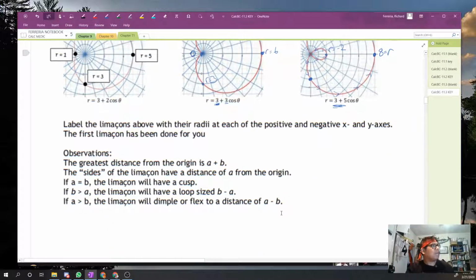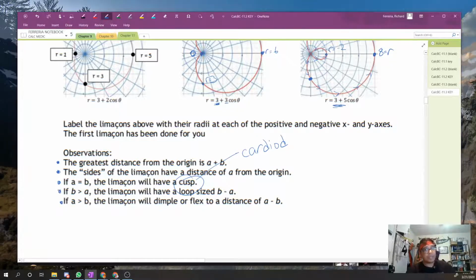So we've labeled those. No, these are different observations. First of all, the greatest distance, I've been calling the major axis. That's A plus B, we knew that. The sides of the limacon, that's just A. If A equals B, we're going to create a cusp. By the way, a cusped one is called a cardioid because it looks like a heart. Isn't that cute? It looks like a heart. If B is greater than A, then you're going to get a loop. If A is greater than B, you're going to get a dimple or a flex. And that distance is going to be A minus B. That's our minor axis. Okay.